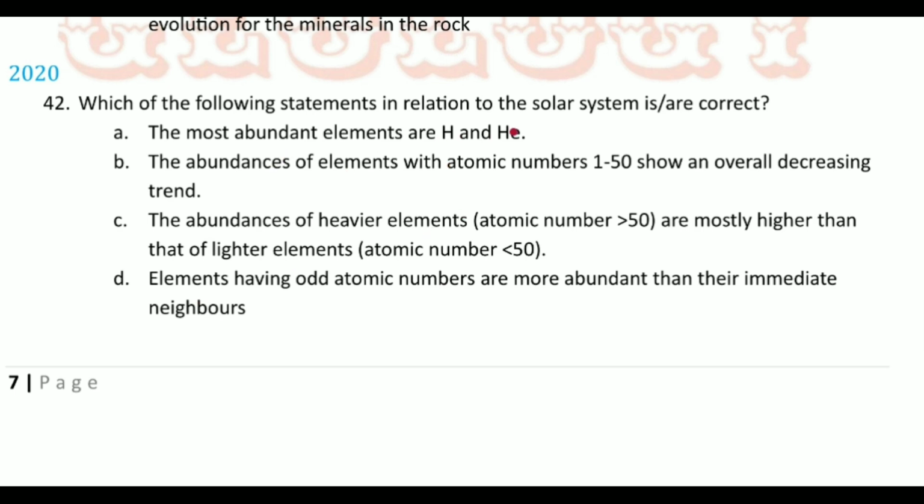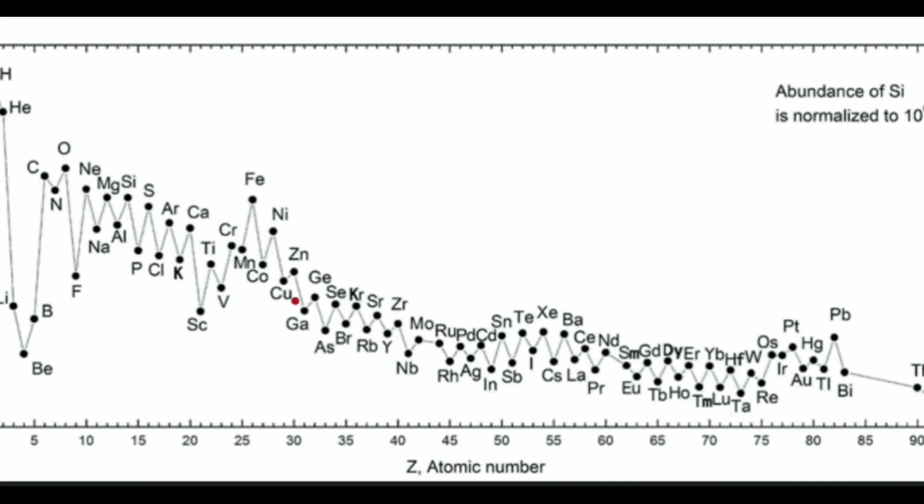Which of the following statements in relation to the solar system is correct? The cosmic abundance of elements in the solar system is represented by a diagram called the Oddo-Harkins diagram. So this is an Oddo-Harkins diagram.